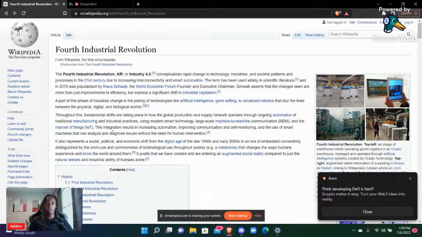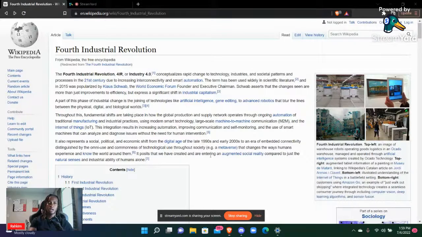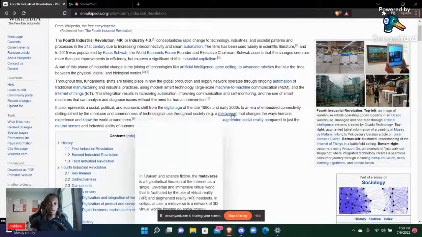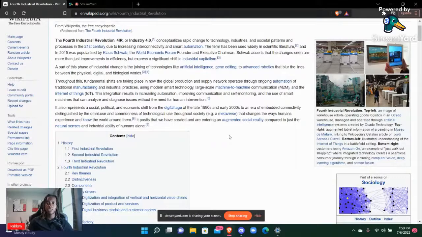This integration results in increasing automation, improving communication, and self-monitoring, and the use of smart machines that can analyze and diagnose issues without the need for human intervention. It also represents a social, political, and economic shift from the digital age of the late 1990s and early 2000s to an era of embedded connectivity distinguished by the omni-use of technology throughout society. And then it says, like a metaverse type of thing, that changes the ways humans experience and know the world around them. It posits that we have created and are entering an augmented social reality compared to just the natural senses and industrial ability of humans alone.